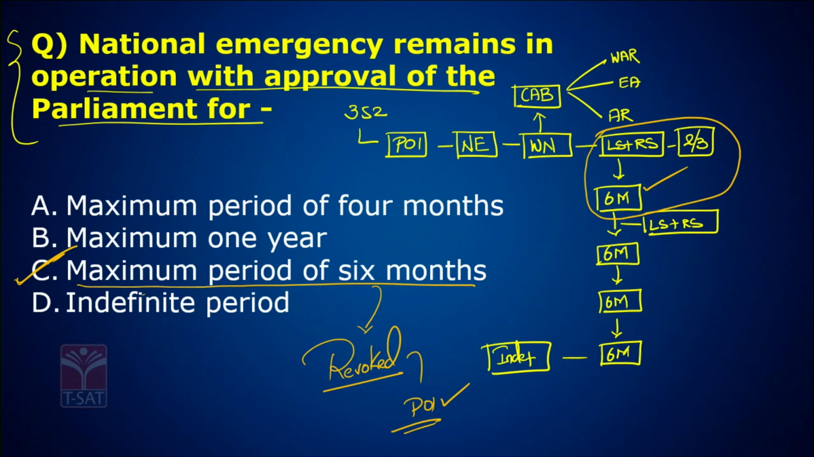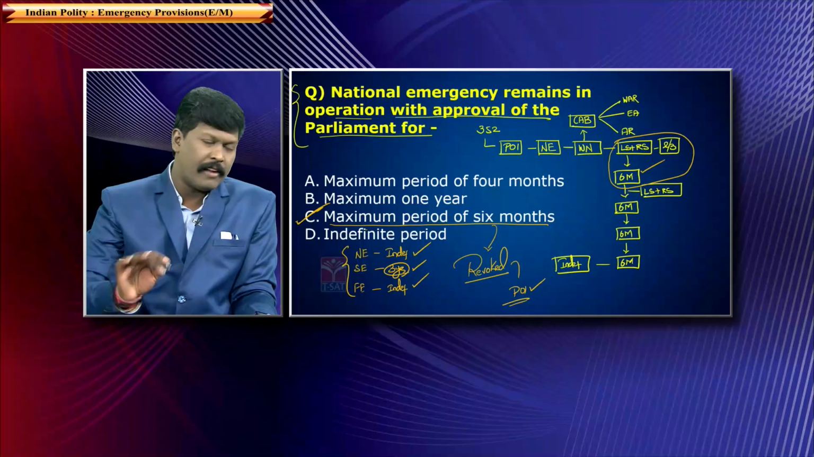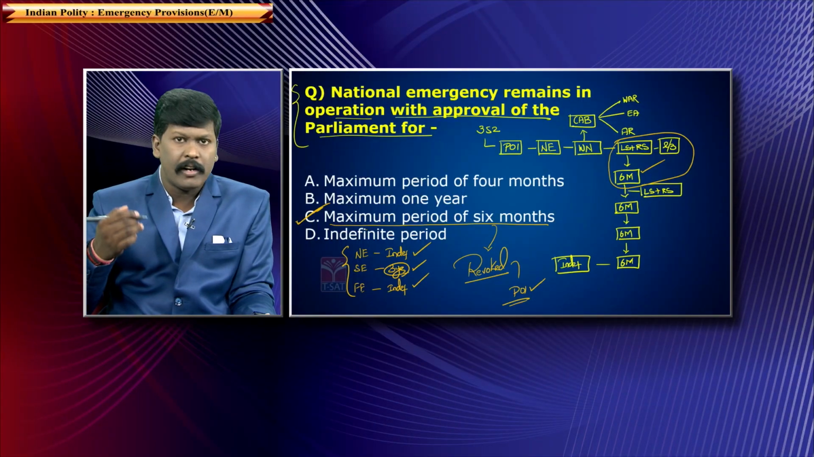Now, just to understand, let me tell you one more point. The national emergency, with the help of renewal, can be continued for an indefinite period. Every 6 months, it has to be renewed. The state emergency, maximum 3 years. Financial emergency, once approved, indefinite period. No renewal is needed every 6 months. Automatically indefinite period.